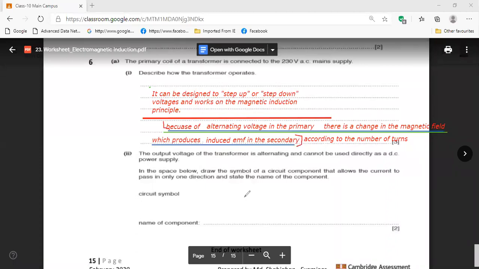The output voltage of the transformer is alternating and cannot be used directly as a DC power supply. In the space below, draw the symbol of a circuit component that allows the current to pass in only one direction, and state the name of the component, circuit symbol, name of component. So can you remember that component?